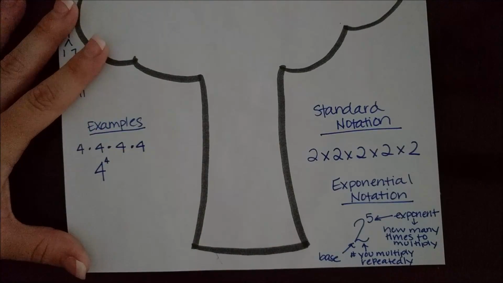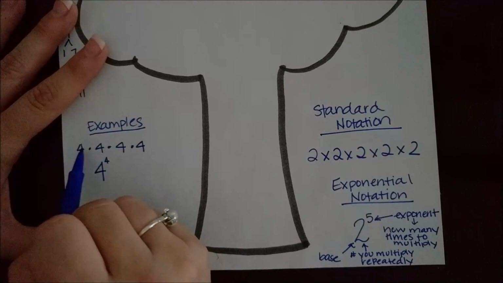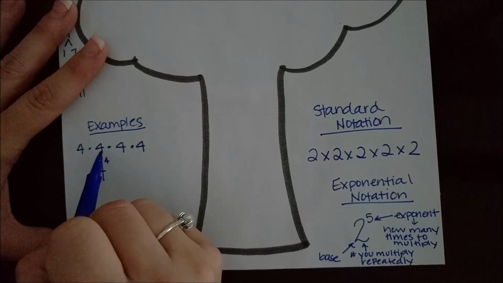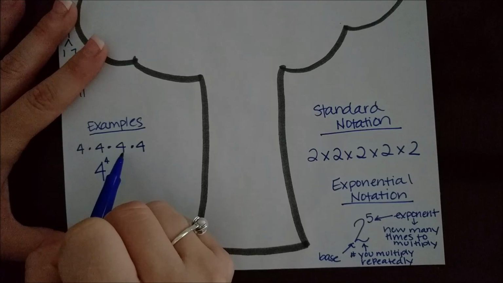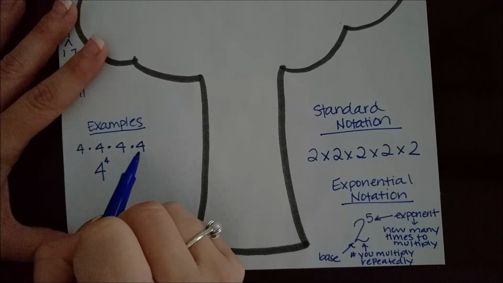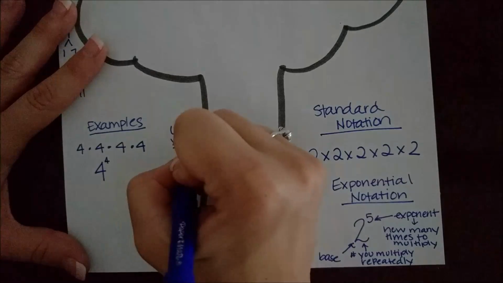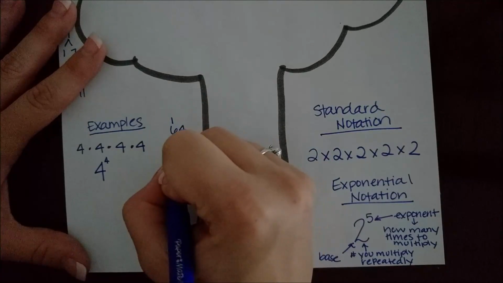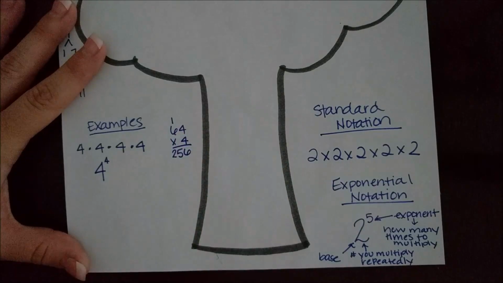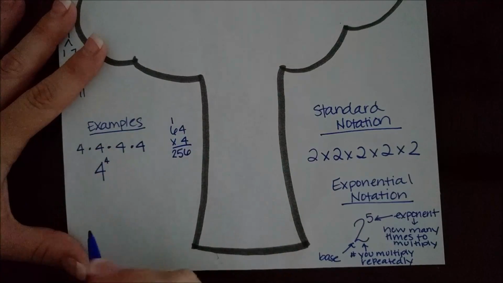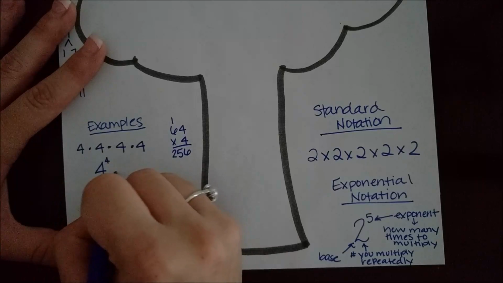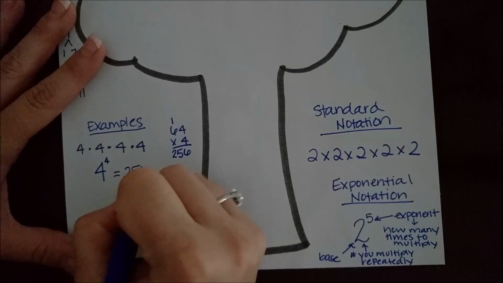Well, let's solve this. 4 times 4 is 16. 16 times 4 is 64. And 64 times 4, well, shoot, I don't know that off the top of my head. It's 256. So 4 to the 4th power, or 4 to the power of 4, is 256.